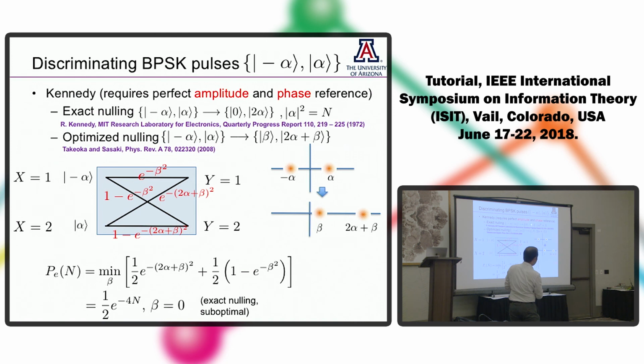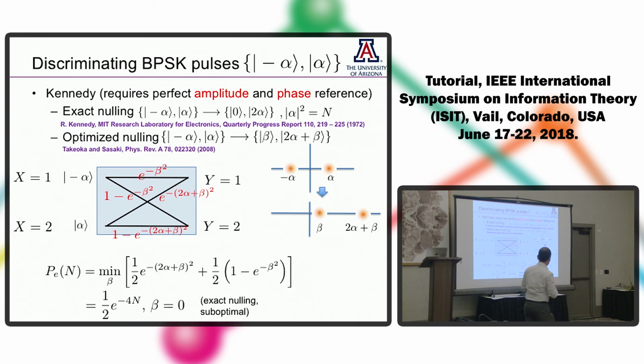So if now your on pulse is 2 alpha, then your error probability will be 1/2 times e to the minus 4n. In a paper many years later, in 2008, Masahiro Takioka and Masahide Sasaki said that, well, instead of moving minus alpha and alpha to 0 and 2 alpha, why not move it to beta and 2 alpha plus beta, optimize over beta.